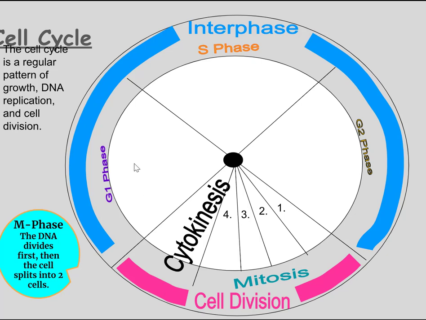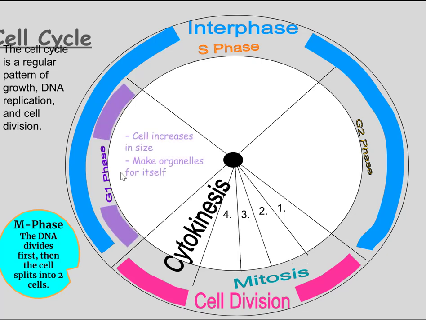If you want, you can use colored pencils and do what I have and have it kind of color-coded like this. In interphase, we have our three phases: G1, our S phase, and our G2 phase. In cell division, we have mitosis and cytokinesis. Interphase takes the longest. This is the non-dividing stage, where my cell is getting ready to divide. The cell division is much shorter, so it goes very quickly.